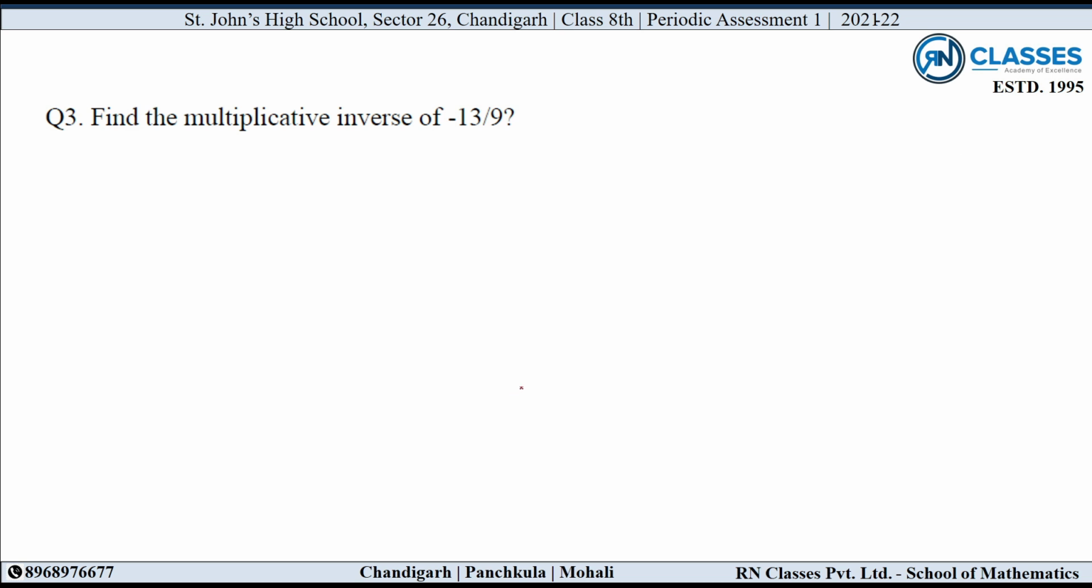Find the multiplicative inverse of minus 13 by 9. Multiplicative inverse निकालना है. Okay? Minus 13 by 9 का. So multiplicative inverse means you have to multiply it with a number so that the product comes out to be 1. सोचो ऐसा number which when multiplied with minus 13 by 9 gives you 1. That will be the multiplicative inverse, right? This is plus 1 and your question is minus 13 by 9.